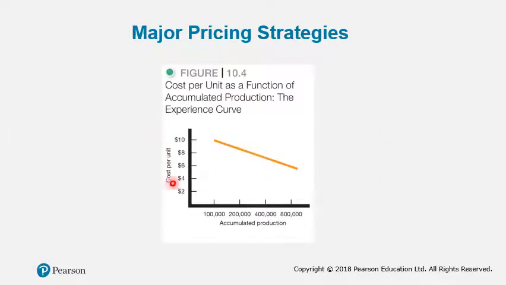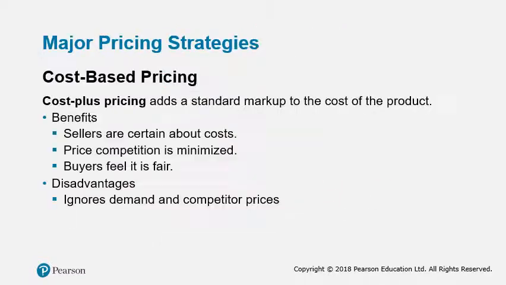So this is the curve, whereby cost per unit is a function of accumulated production, which is the experience curve. You will see that as you produce more units, the cost per unit will be lowered. Now you have cost-plus pricing, which adds a standard markup to the cost of the product. The benefit of cost-plus pricing is that the seller is certain about the cost, and price competition can be minimized. Also buyers will feel that it is fair to buy the product.